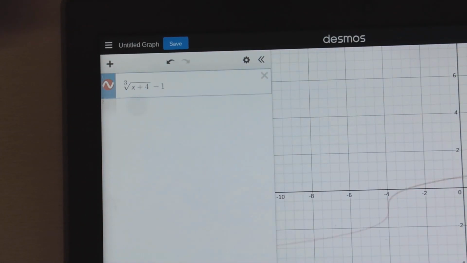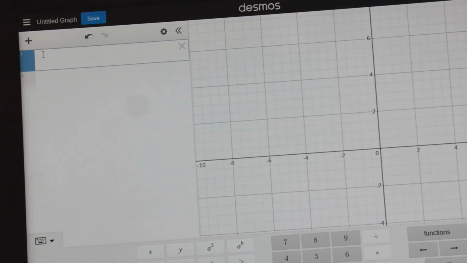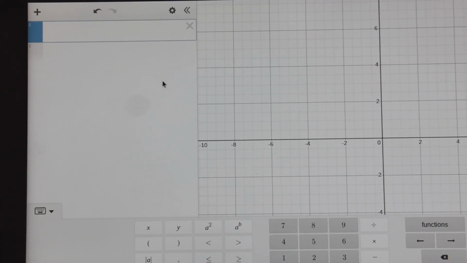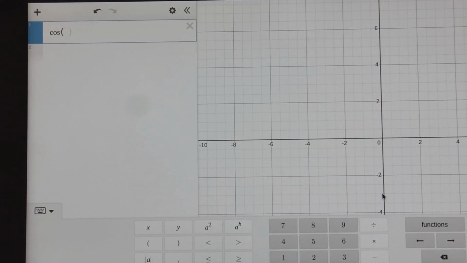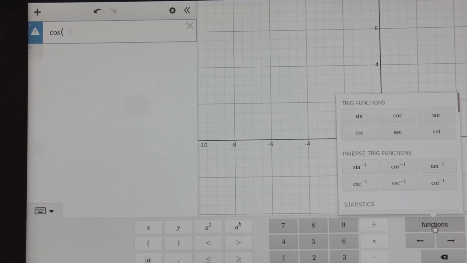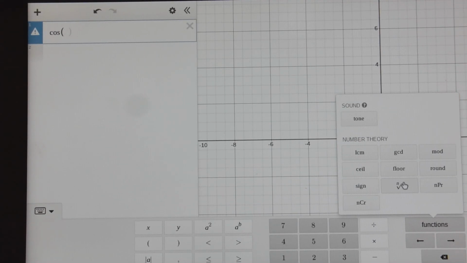So I'm going to backspace out of everything, and I'm going to practice getting my cubed root again. So I went all the way back, and because it's kind of like one of those muscle memory things, right? Like if we do it a couple times, we kind of remember. So I'm going to go to functions. Look at all that crazy stuff that pops up. I'm going to go to functions, and I'm going to go all the way down to the bottom to the nth root.